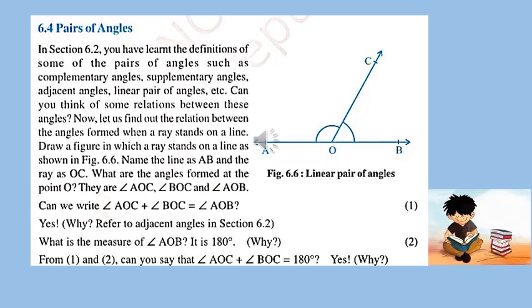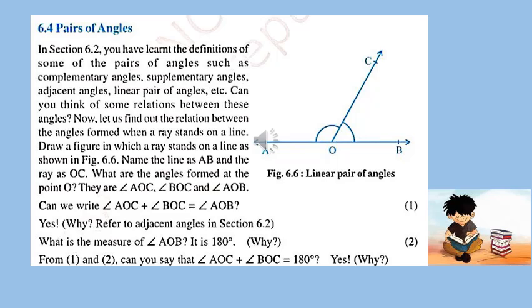Now in the previous slides we have already seen the different types of angles. When the sum is 90 degrees, those angles are called complementary angles, and when the sum is 180 degrees, those angles are called supplementary angles. But there are more angles which come in pairs.